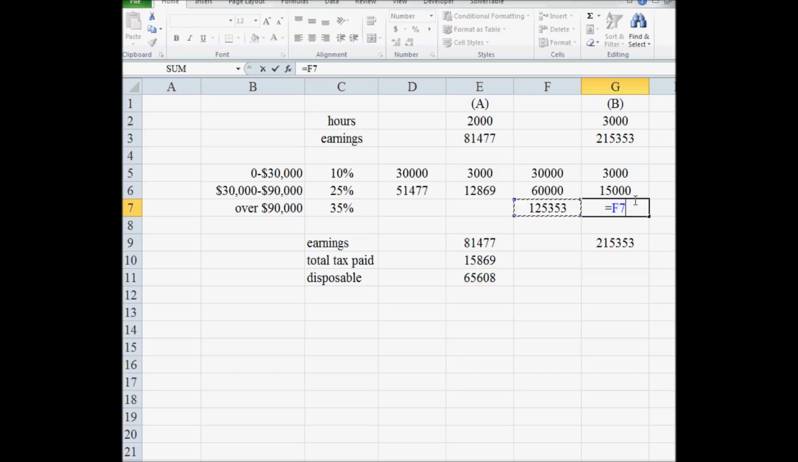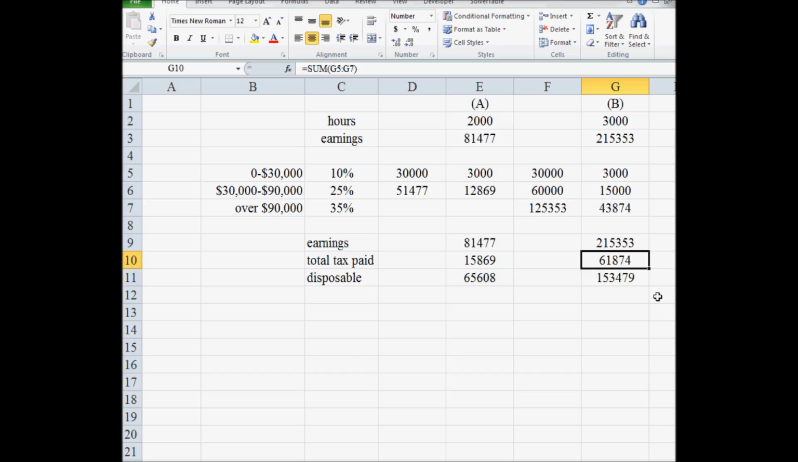So I know we're doing this right. Then I multiply the $125,353 times the tax rate for all earnings over $90,000, and you pay $42,874. So total taxes paid is $61,874. Your disposable income is the difference between your earnings and the total taxes paid.